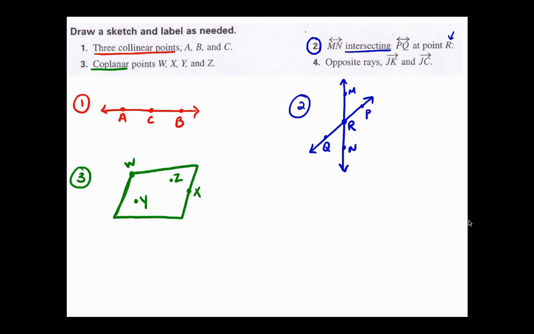And our last one is opposite rays. So they both start at J. So I have my point J, and they're going to go in opposite directions. So they end up creating a line. So K is on one side of J, and C is on the other side. Make sure you refer to these as you're working through your notes or working through your practice problems and slips.